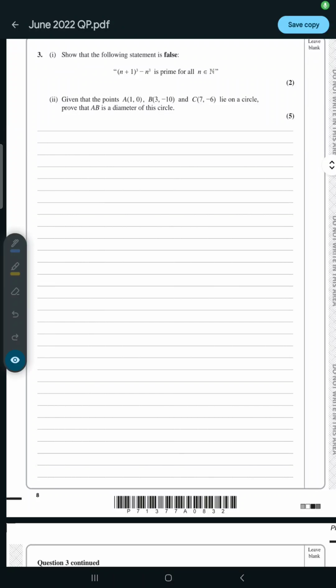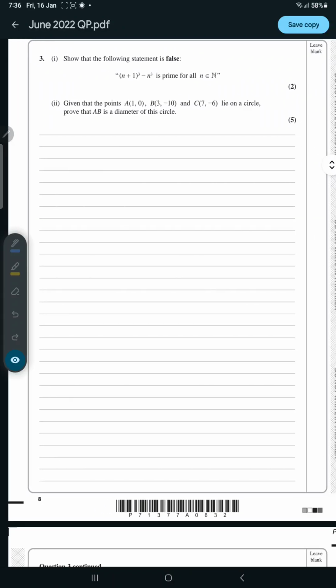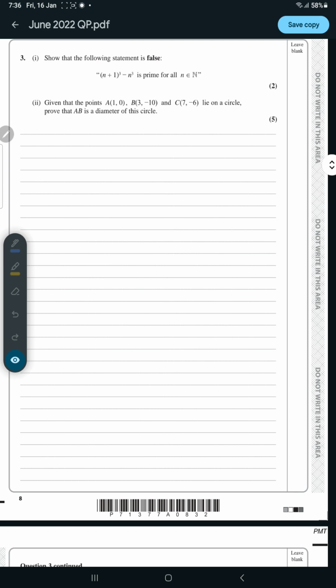We have a proof question over here. Show that the statement is false. Okay, so basically you need one counterexample over here to show that the statement is false. Now the statement says that (n plus 1) cubed minus n cubed is prime for all n, where n is a natural number. Natural numbers are 1, 2, 3, 4, 5, 6, 7 and so on.